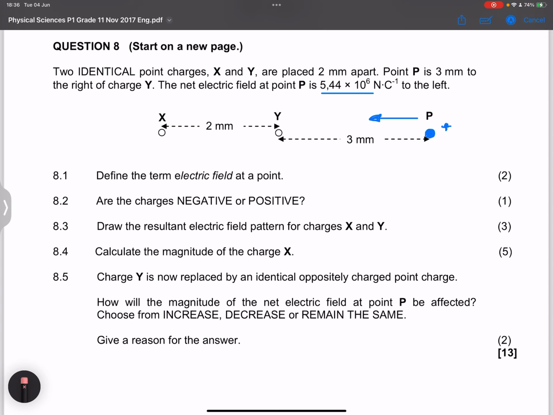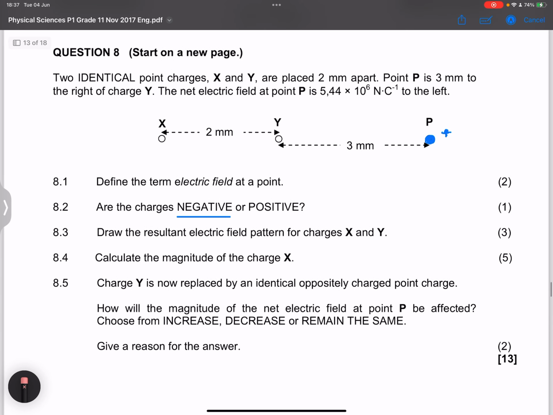Right, so now they say to us, define the electric field at a point. Remember that electric field, by definition, is the point where electrostatic force is felt per unit charge, or you can say the area where electrostatic force is felt per unit charge. Now they're asking, are the charges negative or positive? We've just stated this. We said they should be negative, and the reason for that is that they need to be able to attract that positive test charge.